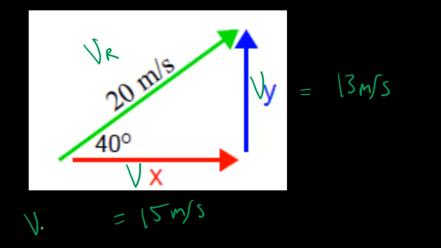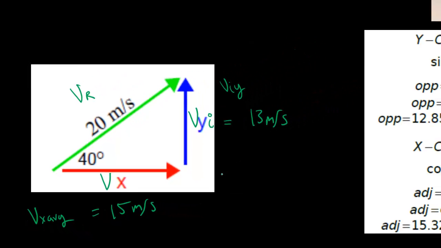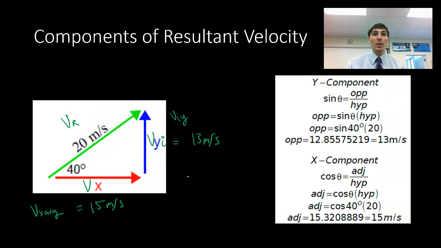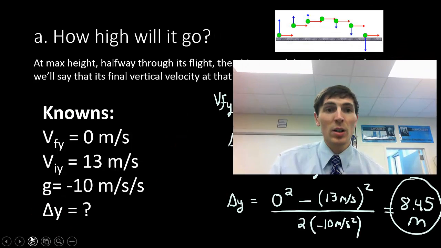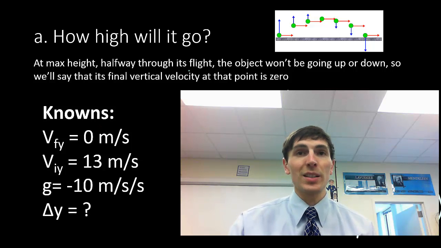You can also consider that the v sub x is actually the average velocity, and this v sub y is going to be our initial velocity, v sub iy, because that is the velocity the object had when we first kicked it. So once I have this information, I'm going to start looking for some things that I know to solve for some things I don't know.